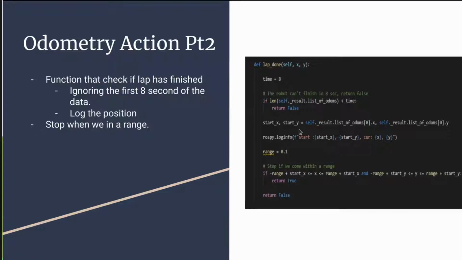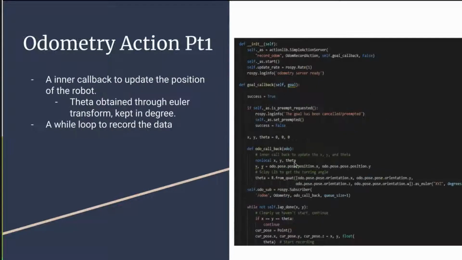After the 8 seconds, we try to see if the robot has actually finished. We get the start X and start Y, which is kind of redundant. We could optimize that because it's not going to change, so we don't need to initialize it every callback. And there's a range: if it's within 10 centimeters of the starting position, we return true and the robot stops. All right, I'm going back to the previous slides.